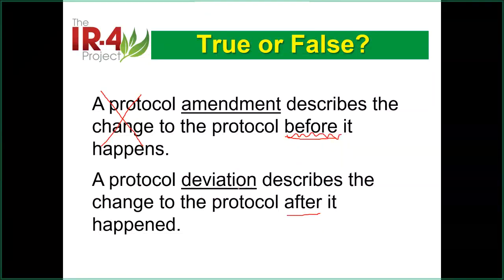How about a deviation? Deviation is something that already happened, then you file a deviation. This part is correct. If it did not happen, it's not a deviation. So an amendment could be before or after.